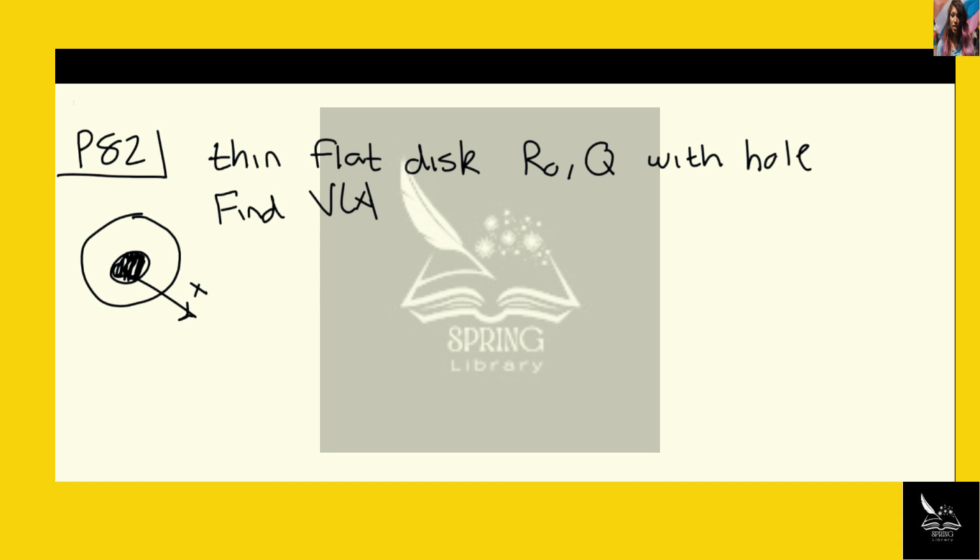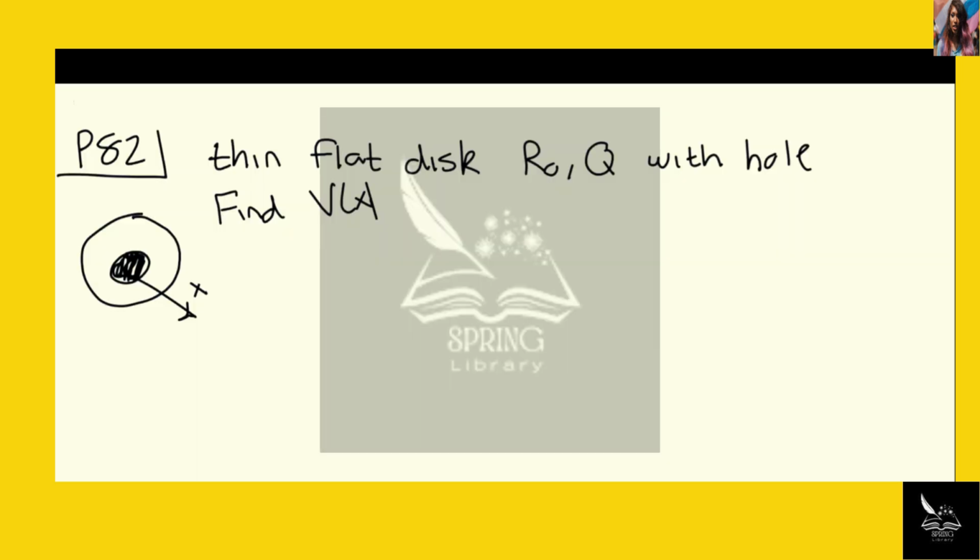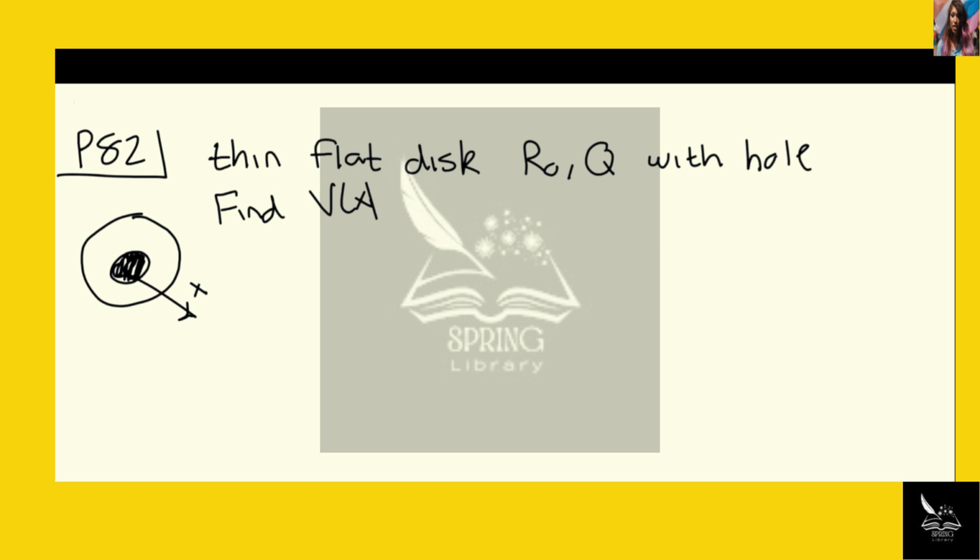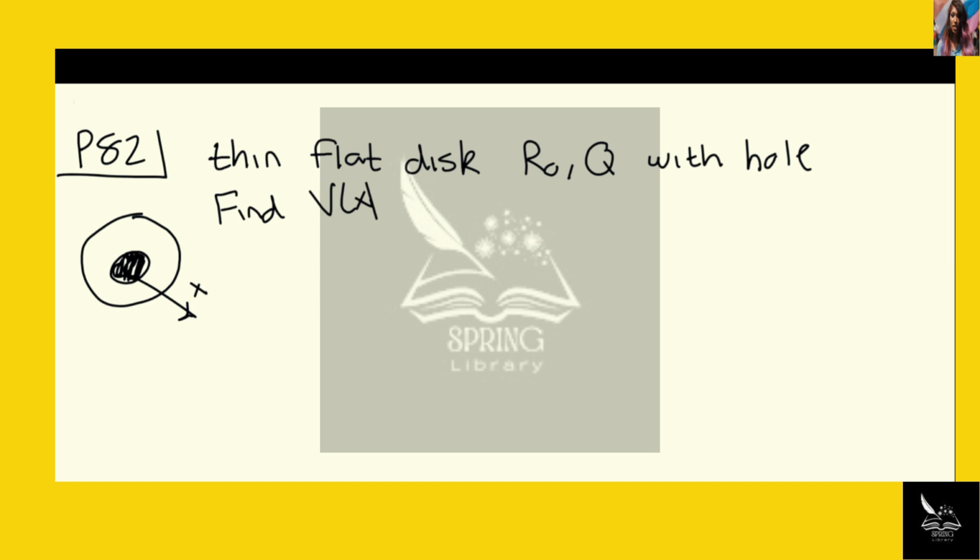Okay, in this problem we have a thin flat disk with a radius r naught and a charge Q. It has a hole that's half its radius, and we're asked to find the electric potential on the x-axis. So for this problem, we're going to have to find V via integration. So probably our first step is to get a charge density and integrate that up over the area of this disk.